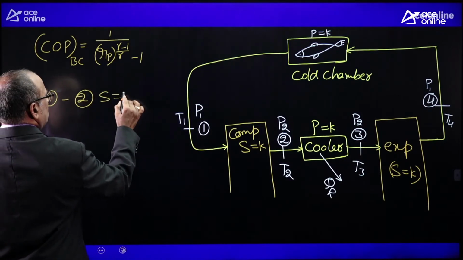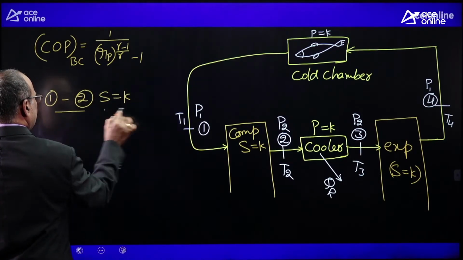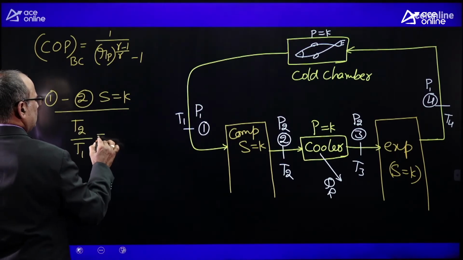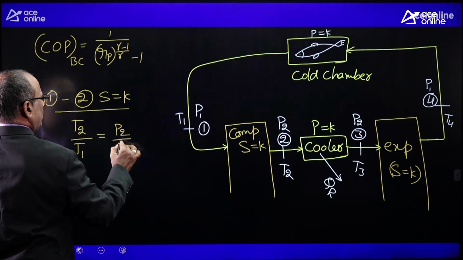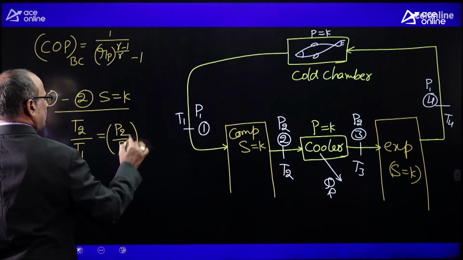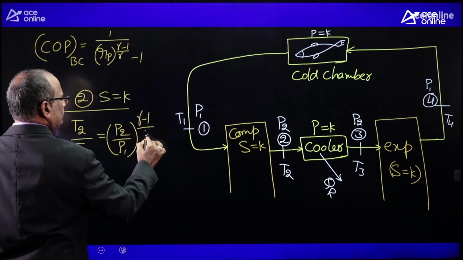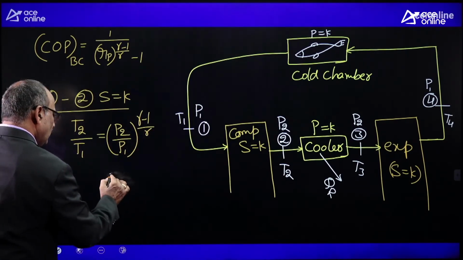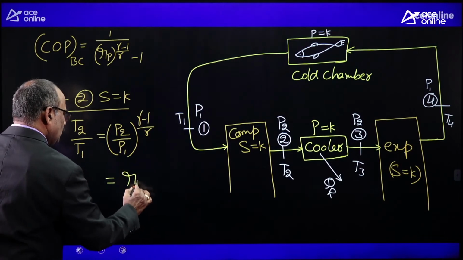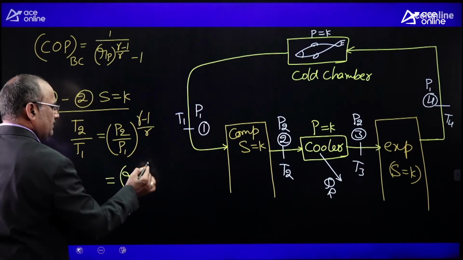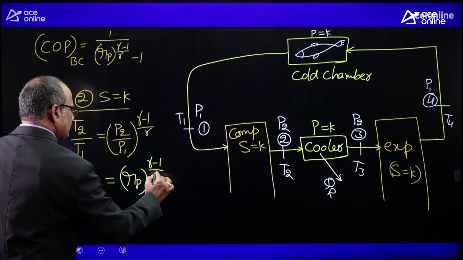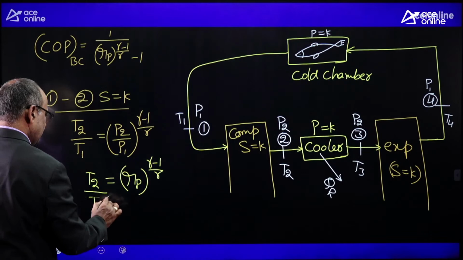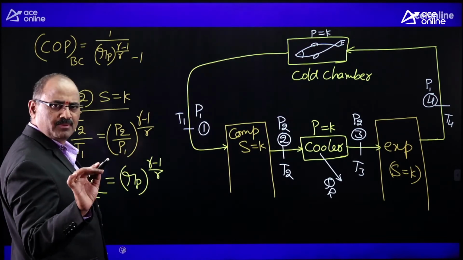But as you know, for the process 1 to 2, that is isentropic compression, I can write that T2 by T1 is equal to (P2 by P1) power (gamma minus 1) by gamma. This P2 by P1 is written as RP, the pressure ratio. So RP power (gamma minus 1) by gamma is equal to the temperature after compression divided by the temperature before compression.